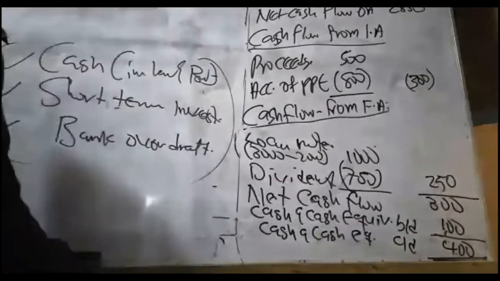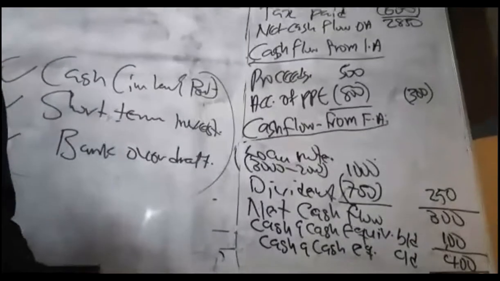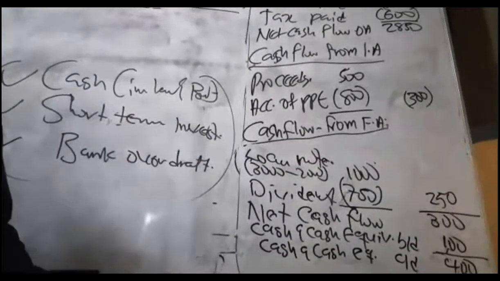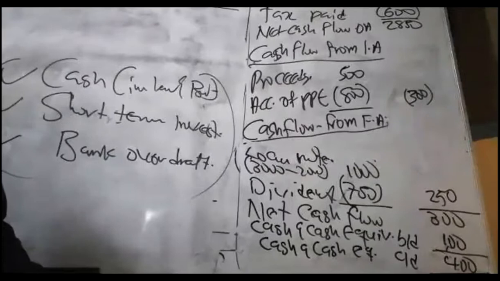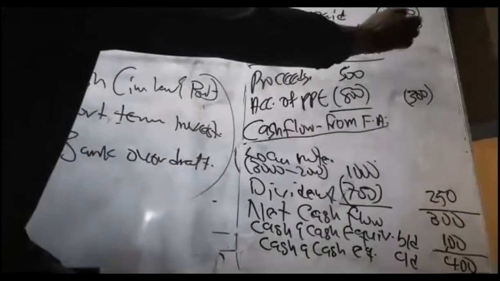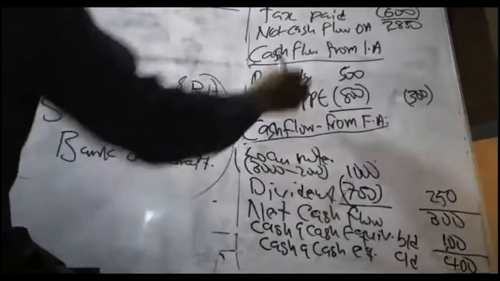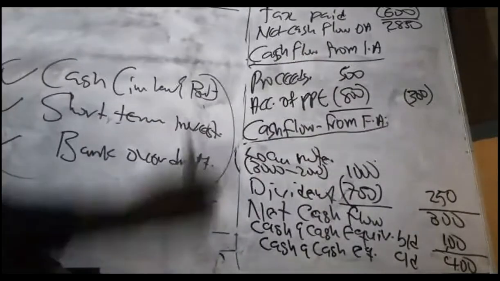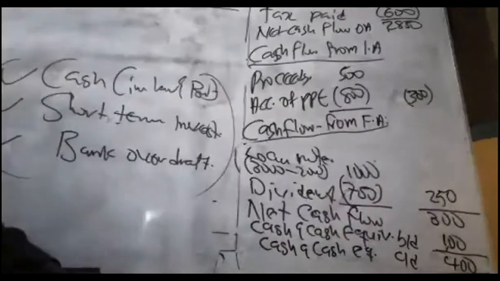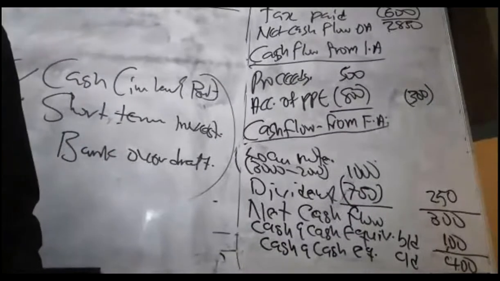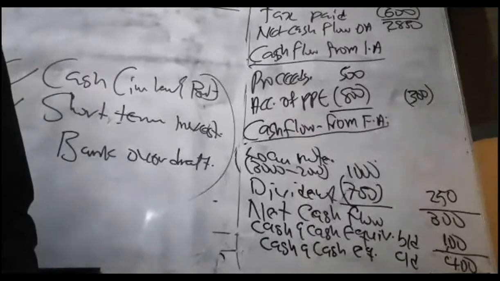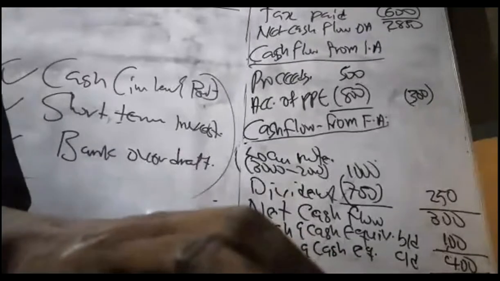Great. So it means that when you add these three items together, you must get to 300. If you add net cash flow from operating activities 2850 plus the investment activity 300 plus the financing of 250, you have to get to 300. If you're not getting 300, then there's an error somewhere. That is it. Great.